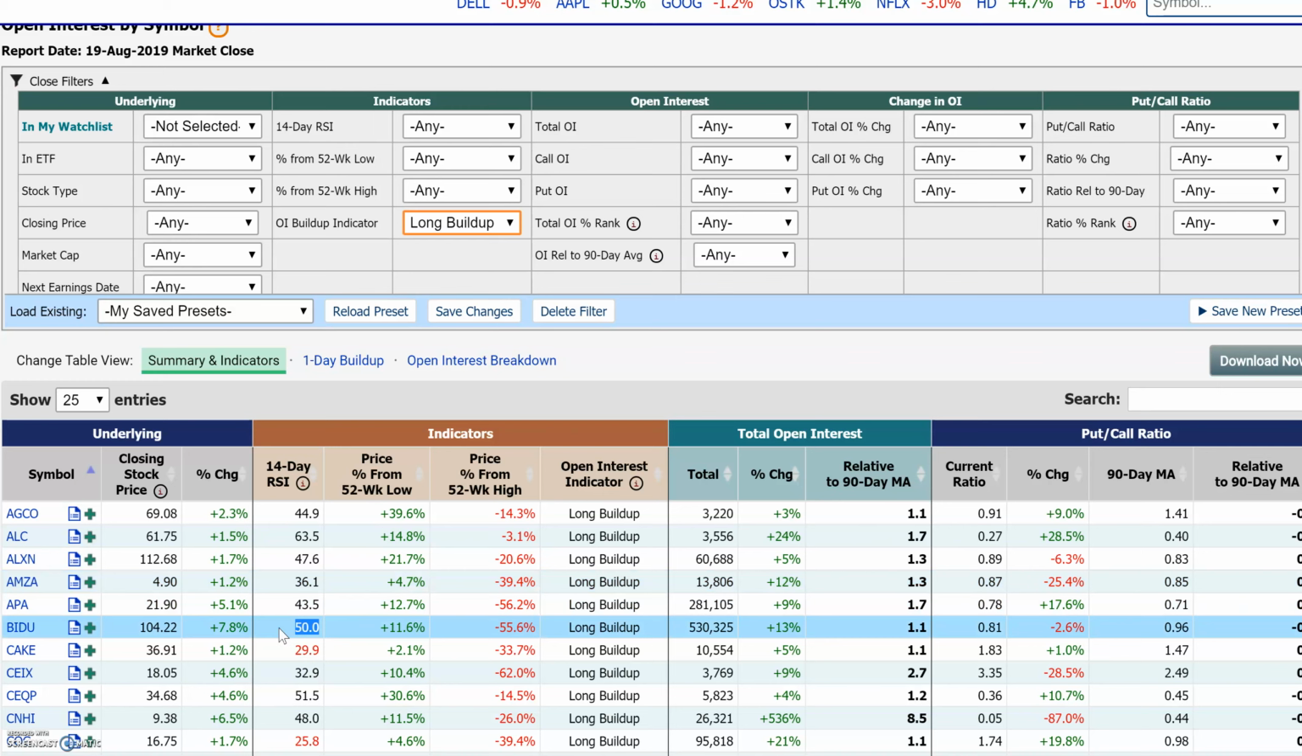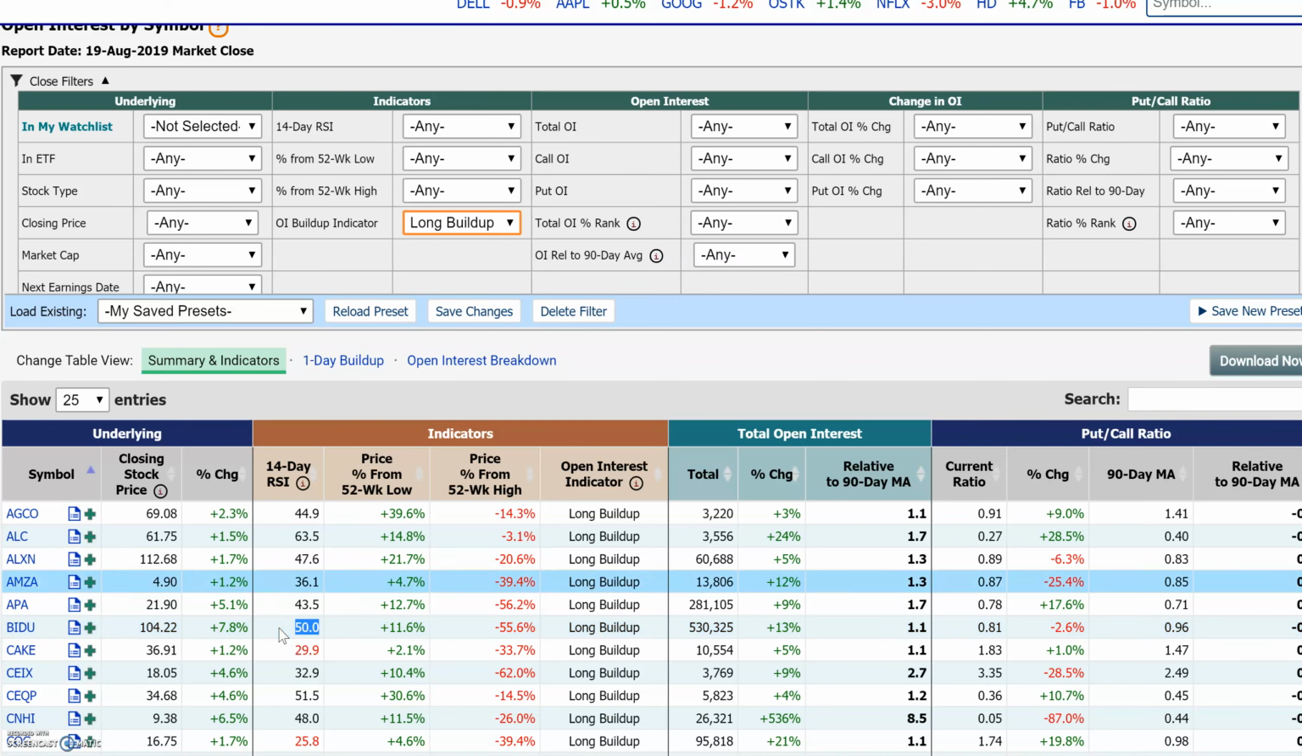Along with long buildup, short buildup, you might want to see, is the stock currently overbought or oversold? This way, were people too enthusiastic, and maybe it's a contrary indicator, or is it something where it's the beginning of a bigger move? And that's for you to go in there and analyze.